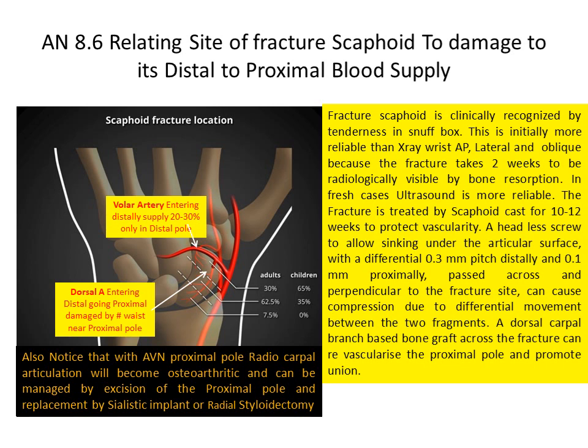Then, fracture of the scaphoid is clinically recognized by tenderness in the snuff box. This is more reliable initially than X-ray wrist, AP, lateral and oblique because the fracture takes 2 weeks to be radiologically visible by bone absorption. In fresh case, ultrasound is therefore more reliable.